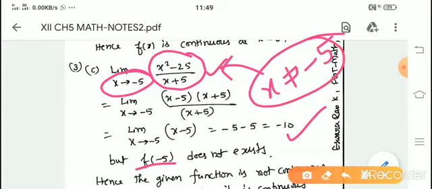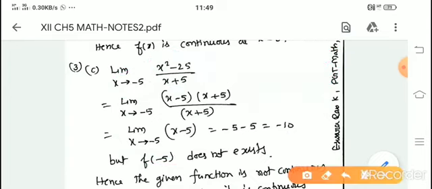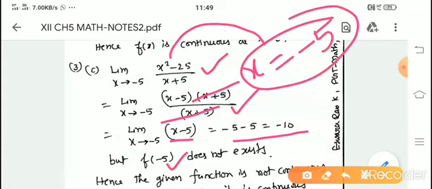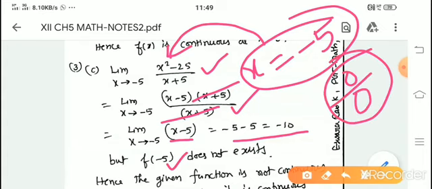Please look at the textbook while listening to this problem. When you take (x squared minus 25) by (x plus 5) and factorize it, x plus 5 cancels, and then you get x minus 5, whose value is minus 10. But for f of minus 5, if you directly substitute x equal to minus 5, you get 0 by 0, which is not defined. That is the reason f of minus 5 does not exist. Anyway, x not equal to minus 5 is given.